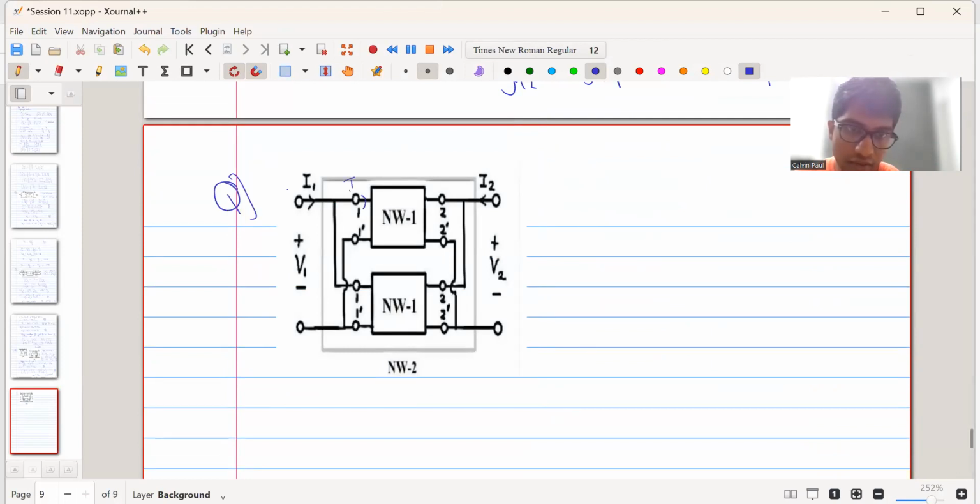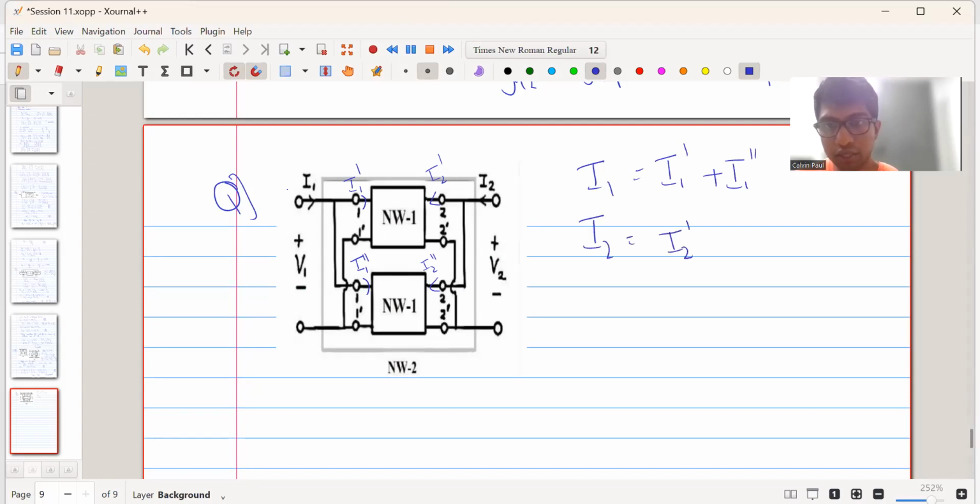So this is I1 prime and this is I1 double prime. This is I2 prime and this is I2 double prime. So we see V1 is the voltage applied to this network 1 and it's the same voltage which is applied to this network 1 also. So we get I1 is equal to I1 prime plus I1 double prime. I2 is equal to I2 prime plus I2 double prime.